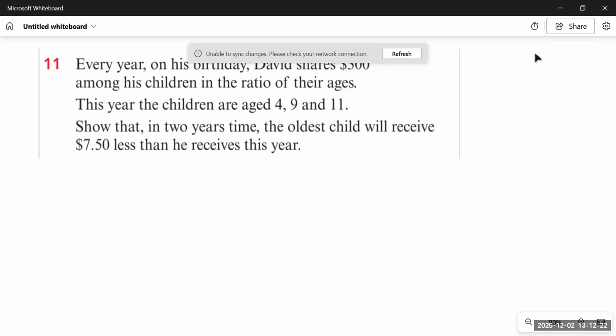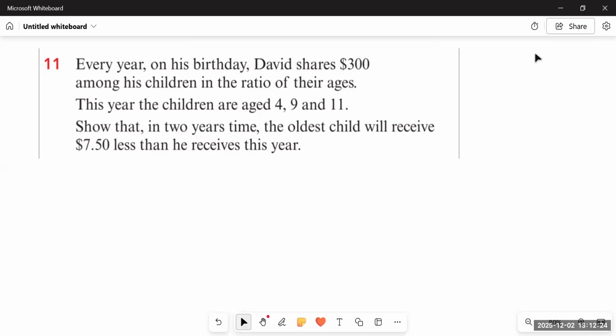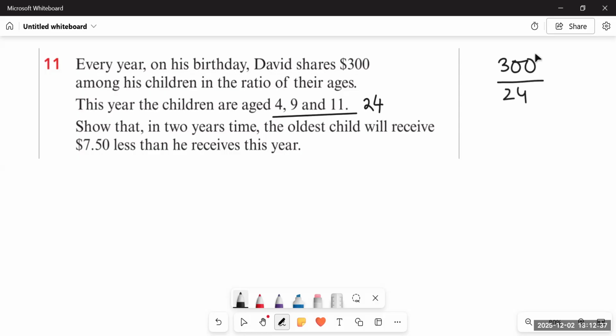Okay, so this is a very interesting question. First of all, we will divide 300 among the ratio 4 plus 9 plus 11, and that's 24. Okay, so what we will do, we will divide 300 by 24, and upon dividing 300 by 24, we will get 12.5. Now we will multiply 12.5 with 4, with 9, and 11. 12.5 multiplied by 4 is equal to 50.